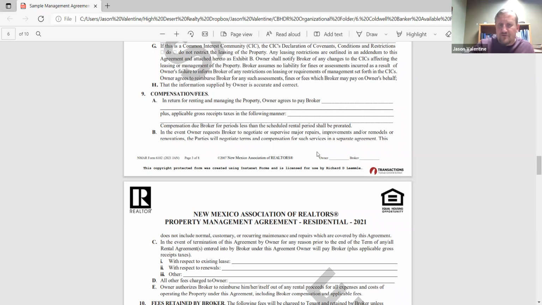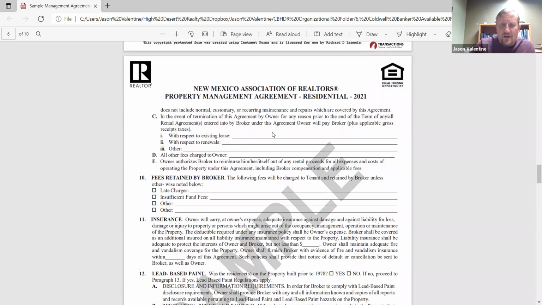A couple of other things. The gross receipts tax, just so you know, is nothing different than the sales tax that you pay on services that are rendered. Just like if you have a plumber come out to your house, they charge you the fee plus gross receipts tax. That's what the gross receipts tax number is.